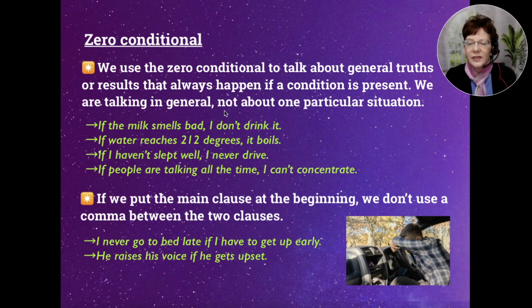Okay, zero conditional. So we use the zero conditional to talk about general truths or results that always happen if a condition is present. We're talking in general, not about one particular situation. So some examples here. If the milk smells bad, I don't drink it. Or if water reaches 212 degrees, it boils. So this is always true here.